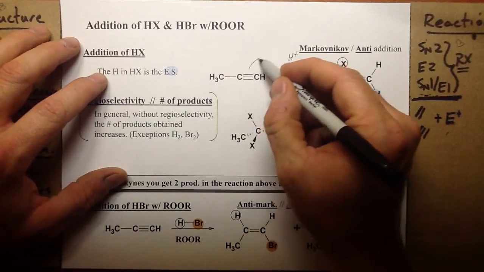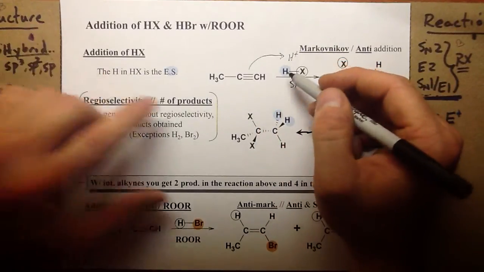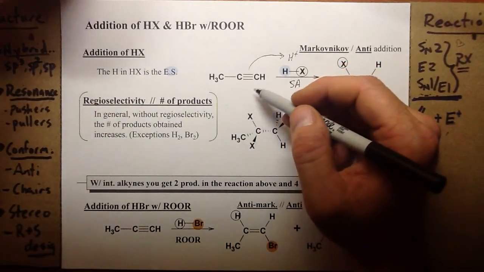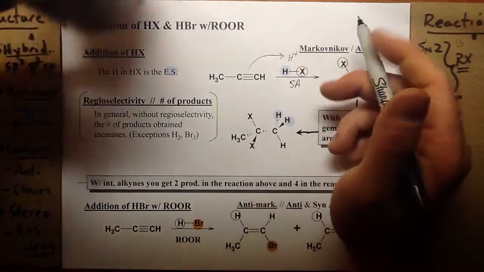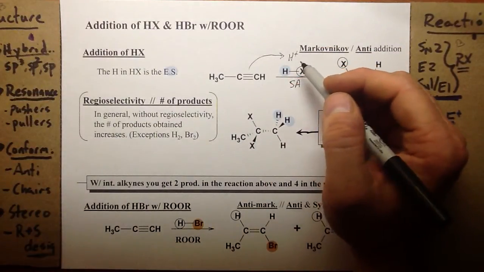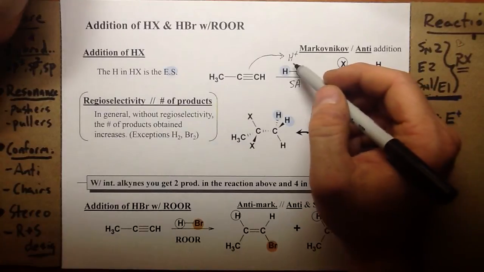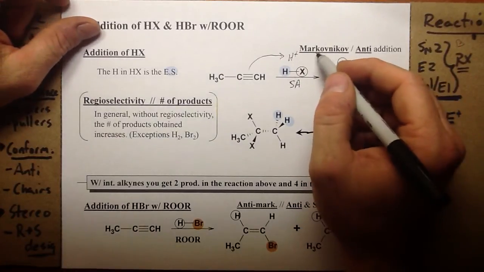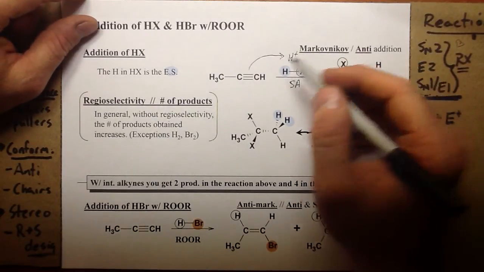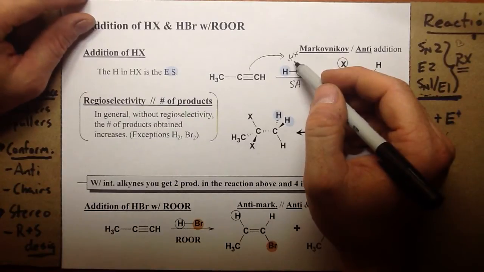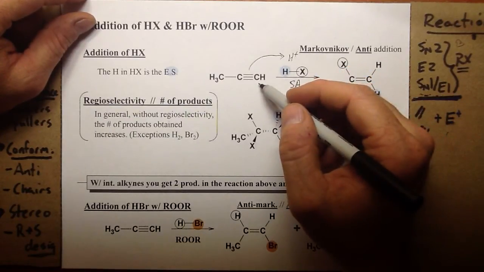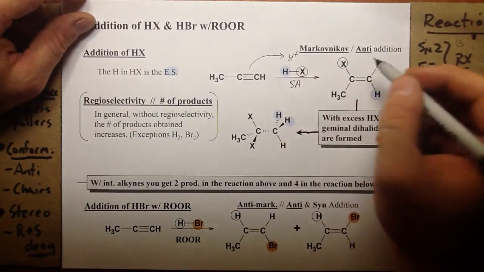We know this then has to attack, and any time we have a pi bond in an alkene or an alkyne attacking an electrophile, we employ the Markovnikov rule. Put the electrophilic site on the carbon with the most hydrogens. That would be this one. But here's a new thing.